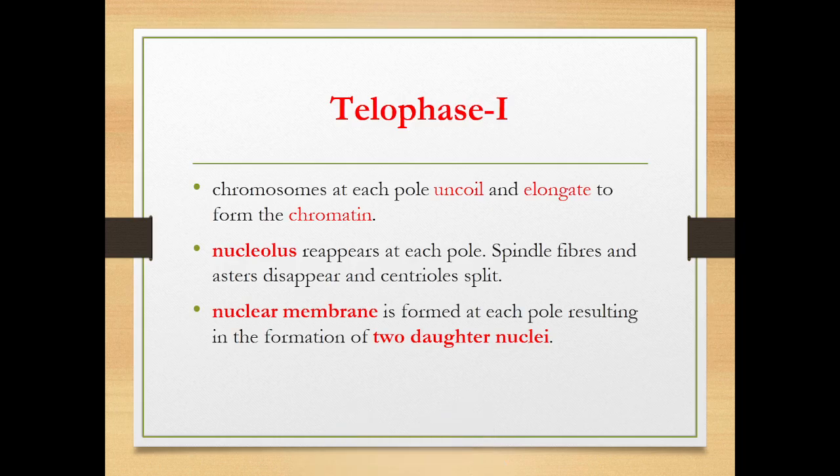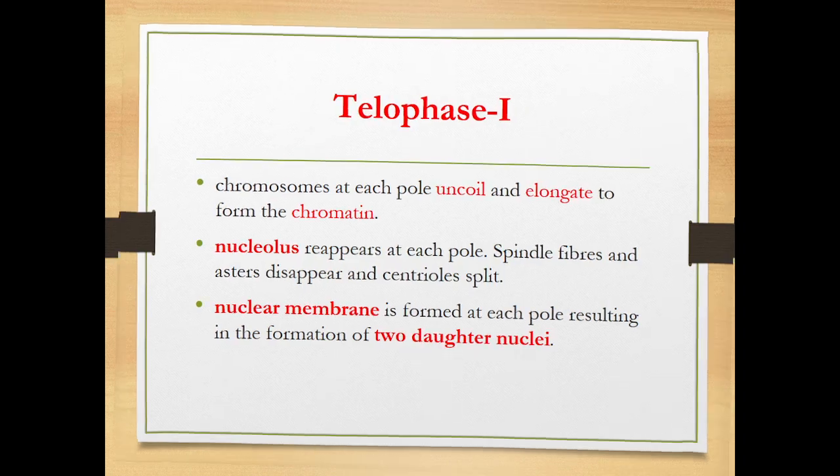Now telophase. Here the chromosomes at each pole uncoil and elongate to form chromatin. The nucleus reappears at each pole, the spindle fibers disappear and the centrioles split. Then the nuclear membrane is formed at each pole, resulting in the formation of two daughter nuclei. These two daughter nuclei are the ones that are going to separate once again.